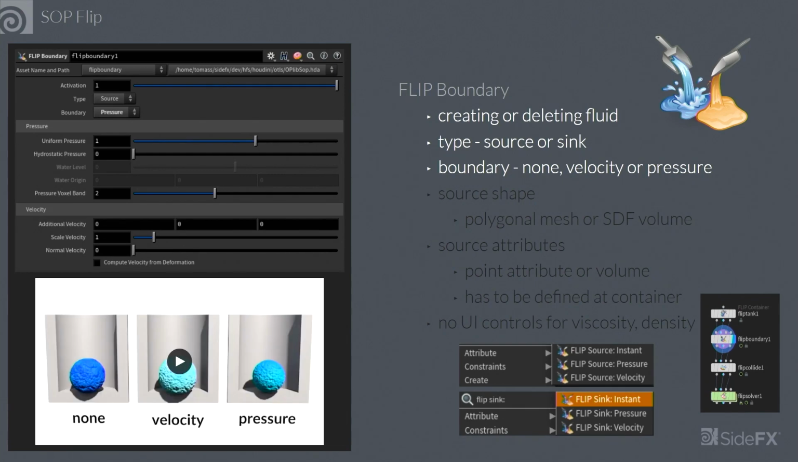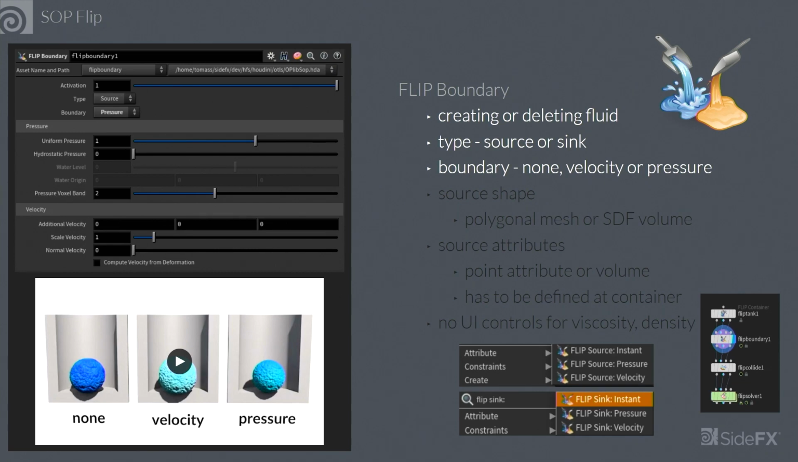So the next node is a flip boundary, which, as I mentioned, is mainly used for creating sources and sinks. At the top, you provide a type: either it's a source, then it creates fluid, or it's a sink, then it deletes fluid. And then there is this boundary option, that's why it has this name. It has three modes: none, velocity, and pressure. It tells you what is done with the fluid at the boundary of the source.